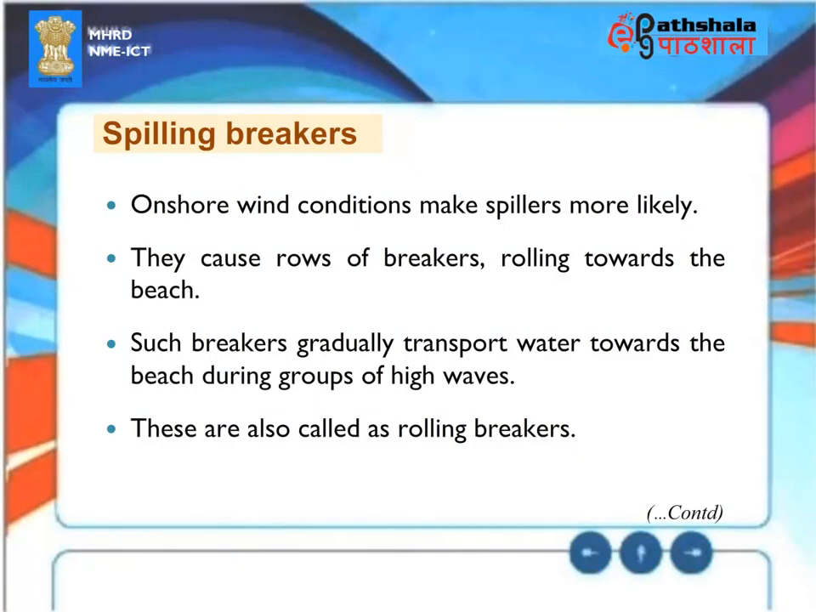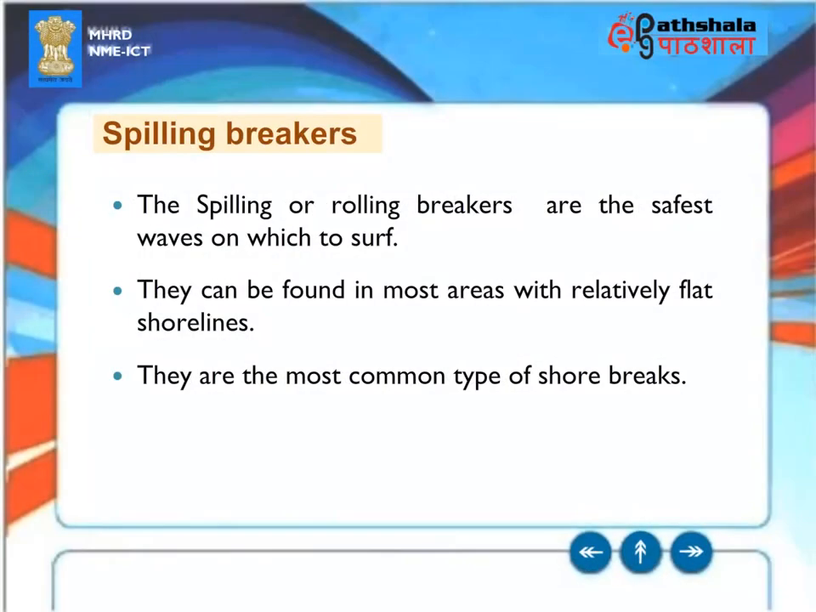They cause rows of breakers rolling towards the beach. Such breakers gradually transport water towards the beach during groups of high waves. These are also called rolling breakers. The spilling or rolling breakers are the safest waves on which to surf. They can be found in most areas with relatively flat shorelines. They are the most common type of shore break.